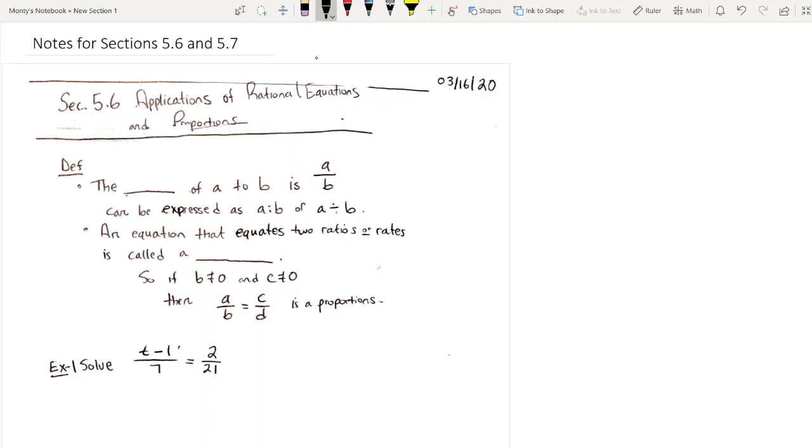Hello, this lecture is going to cover sections 5.6 and 5.7. Starting off here with 5.6 with applications of rational equations and proportions. So just recalling here, chapter 5 dealt with rational equations.